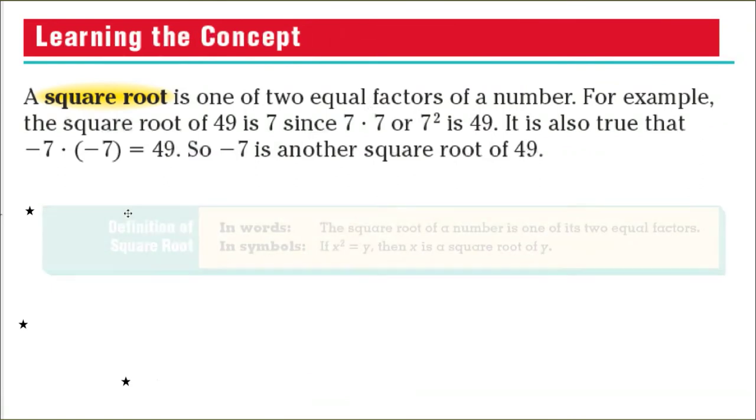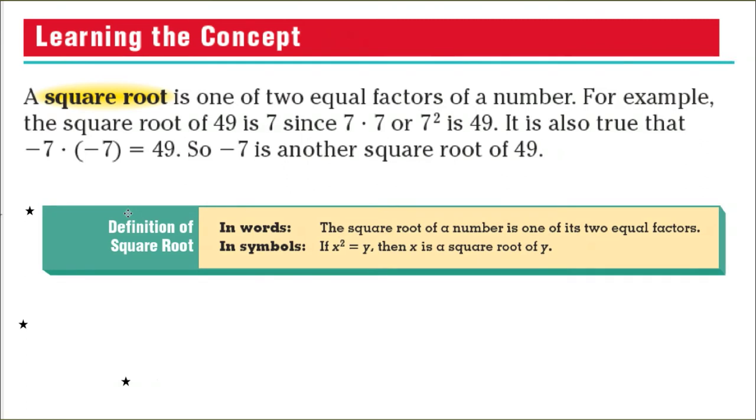Moving on to the definition. In words, the square root of a number is one of two equal factors. In symbols, if x squared, or x's second power, equals y, then x is the square root of y. This is the definition of what a square root is.